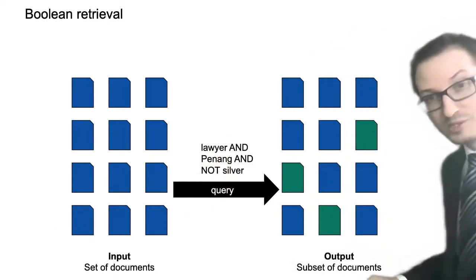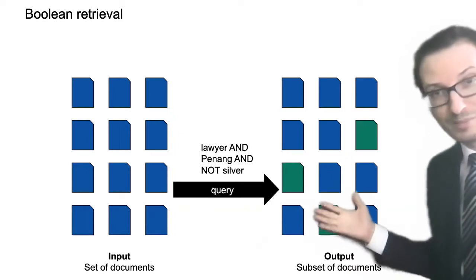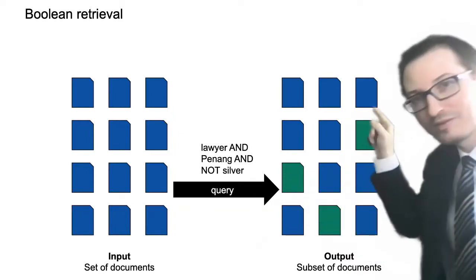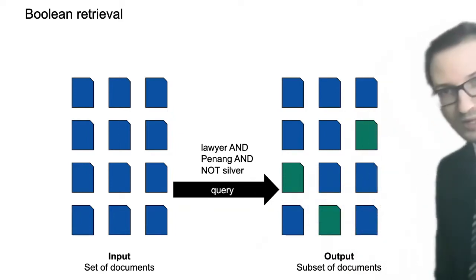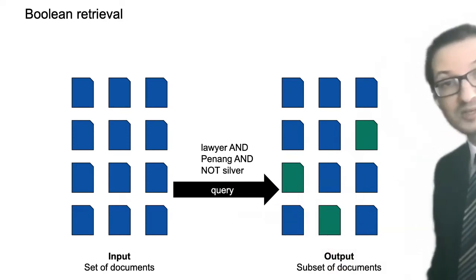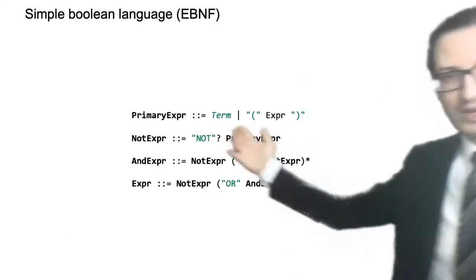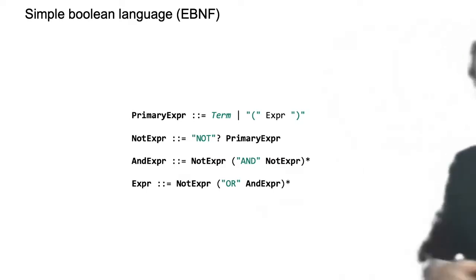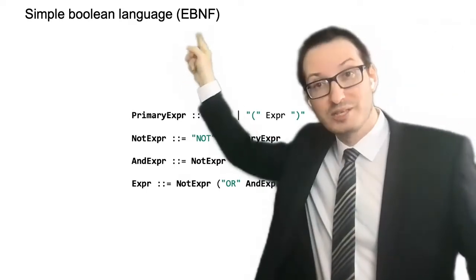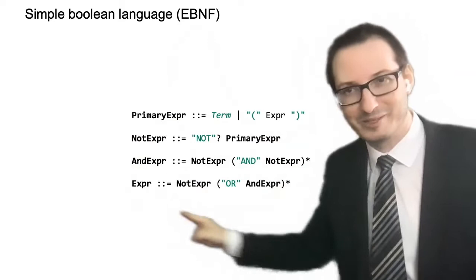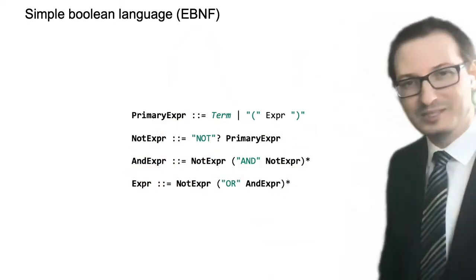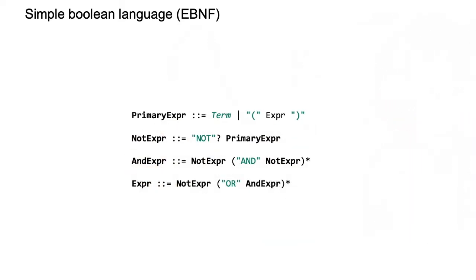And the output is a subset of these documents. So some of them will match the query, some others will not. And for example, this one and this one are the output of that query. So this is Boolean retrieval. This is the language that I repeat here that is in the EBNF. EBNF, by the way, is just the fancy name to call what this is, right? It's called the EBNF form of the grammar.